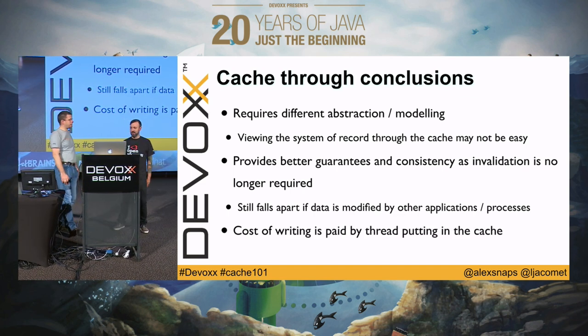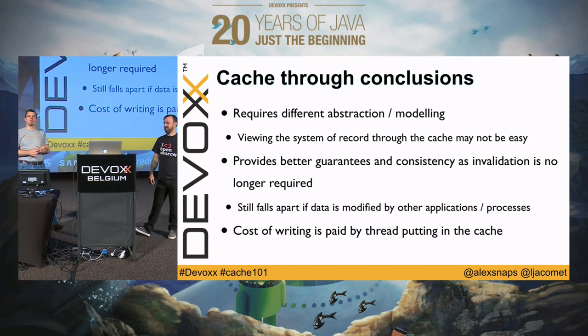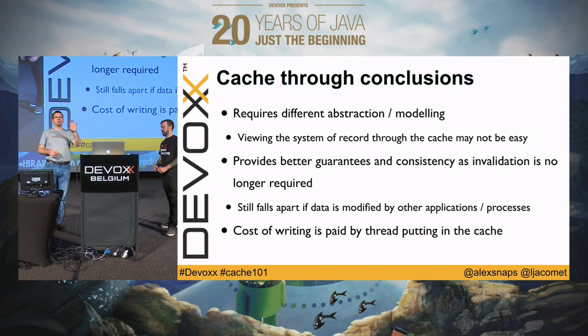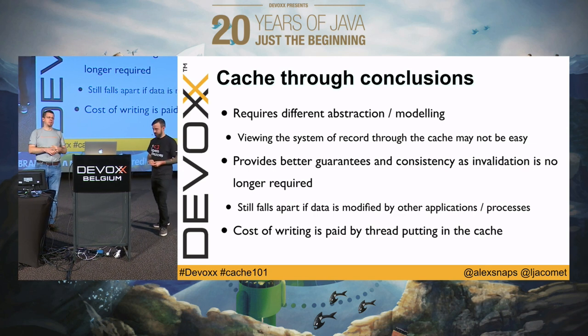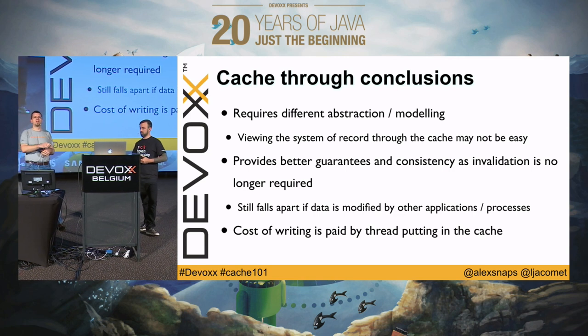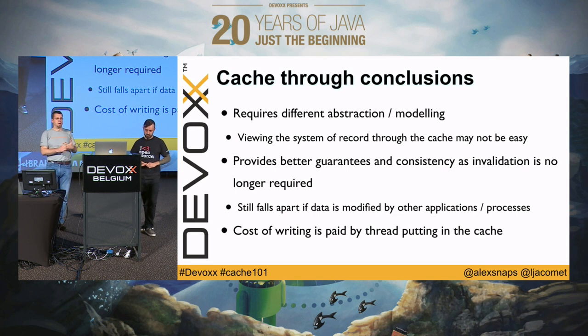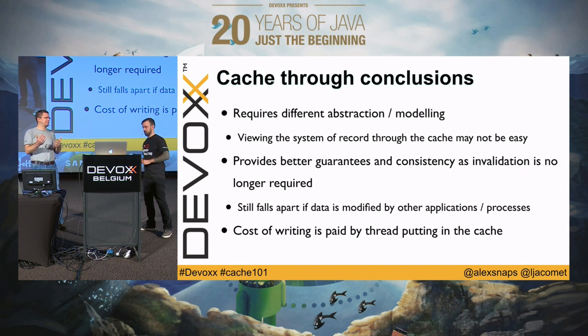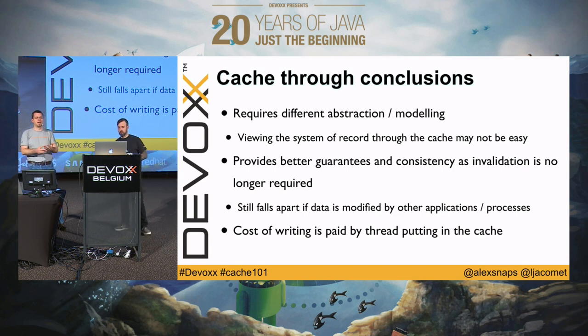Architecture, totally overrated. But there is still one thing that should have been pretty clear when we looked at the diagram, the small animations and stuff, is that the cost of writing is paid by the thread which put in the cache. Since you're waiting for the write to happen on the database before returning. And that may not always be what you want. Because suddenly, your supposedly fast temporary data structure becomes a slow proxy of the database, which conflicts with why you added a cache in the first place.